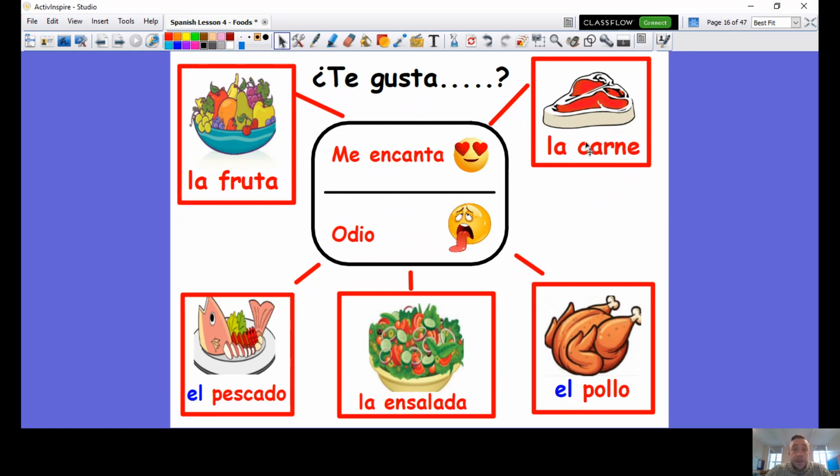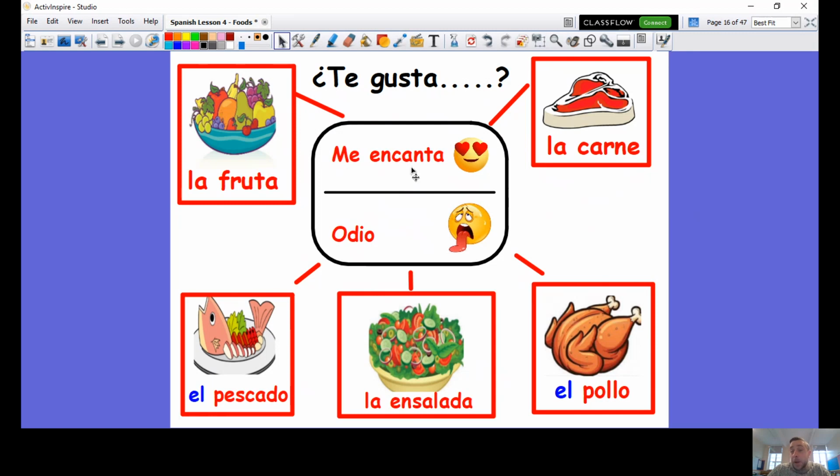Oh, interesante. Let's see if you like chicken. ¿Te gusta el pollo? What about salad? ¿Te gusta la ensalada? Interesante. And finally, let's see who loves and who really doesn't like fish. ¿Te gusta el pescado? Muy bien. It's your turn to ask me a question.